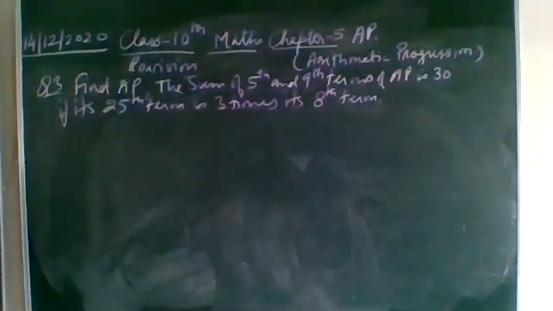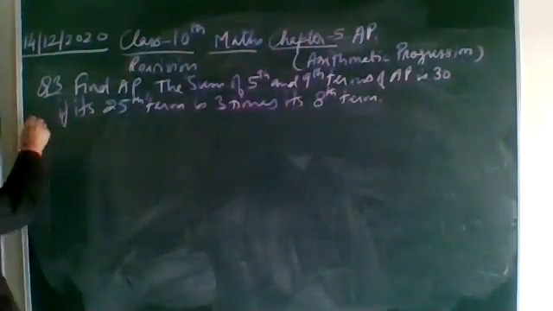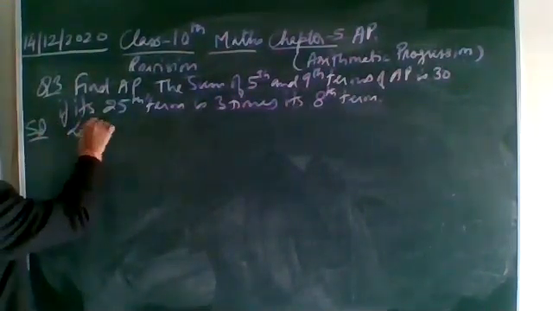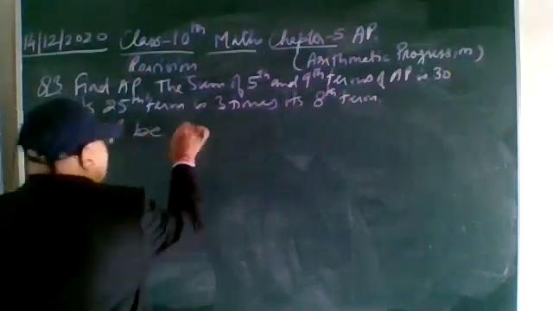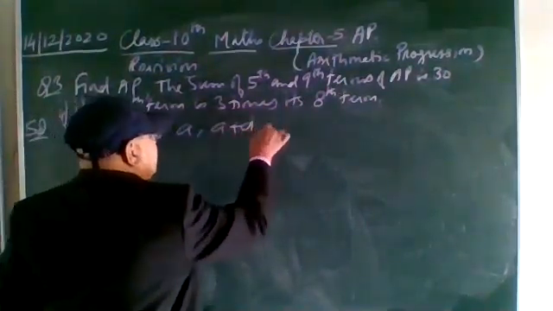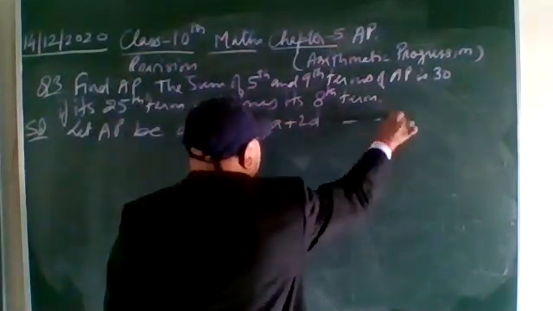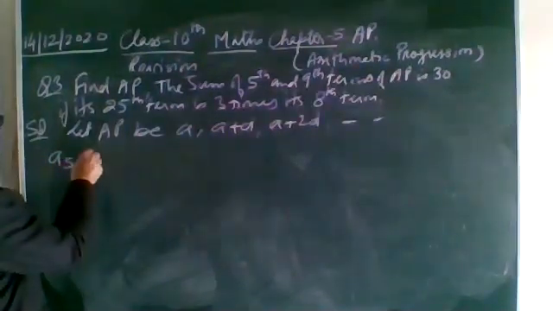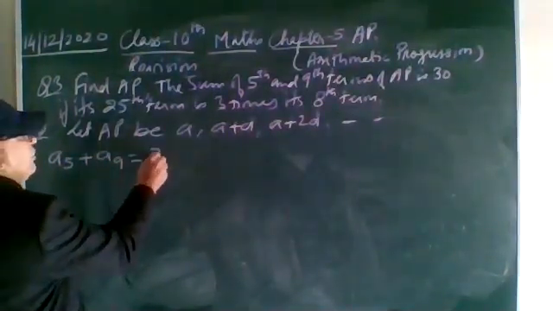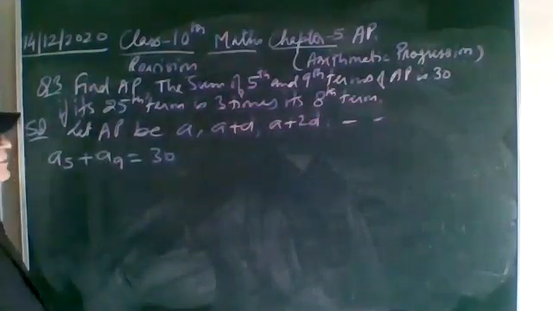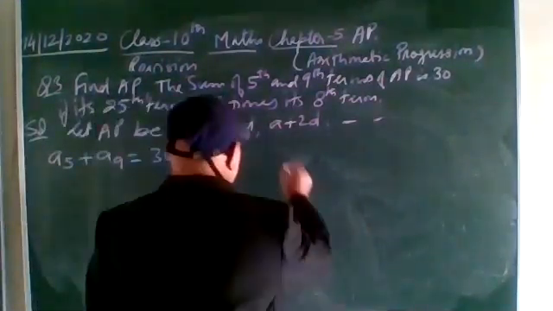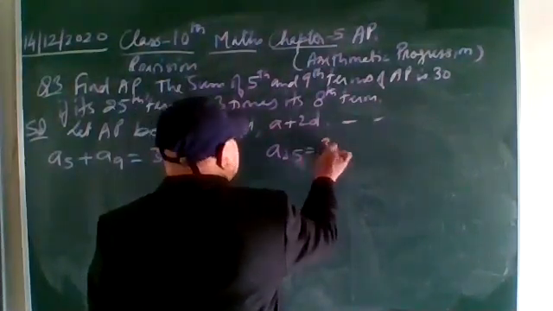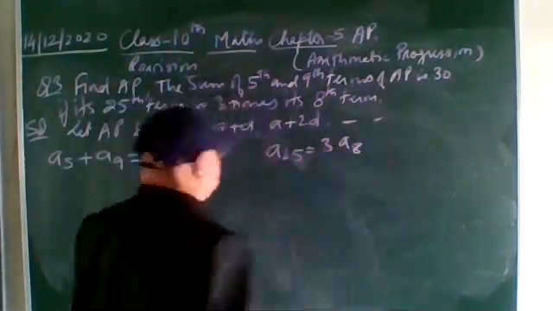So what is the question? Find the AP. So the solution will be what? Let the AP be A, A plus D, A plus 2D and so on. Now the sum of the fifth term A5 and A9 is equal to 30, and the 25th term A25 is 3 times the 8th term. This is given.